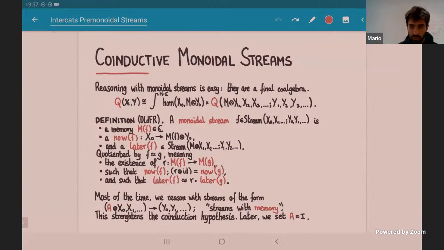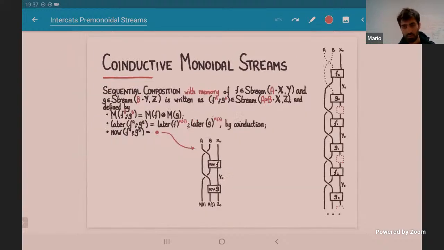So this requires some changes to the way we reason. We will be reasoning with streams that have some extra structure, to strengthen our coinduction hypothesis. But I'm going to show you an example of how you do this, because I think it's very, very pleasant at the end of this technical thing. So you can forget everything about the definition of monoidal stream, take this last definition with coinductive things, and imagine you want to show that monoidal streams form a category. So you want to define sequential composition of monoidal streams. So how can we do that?